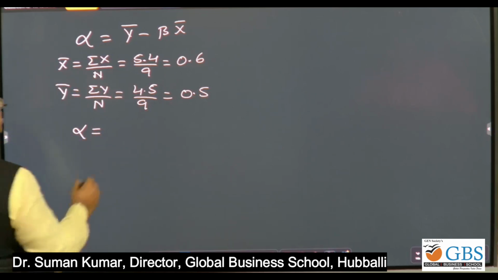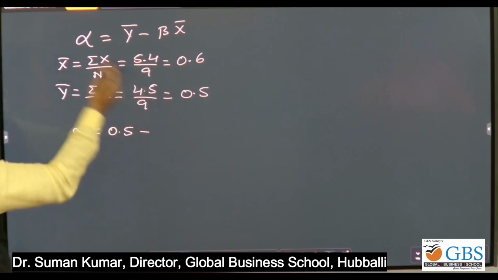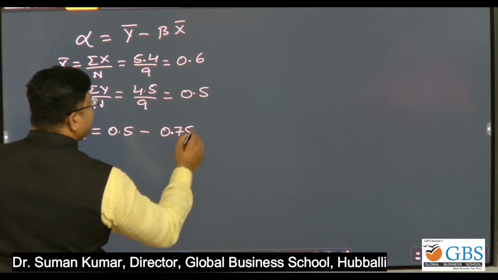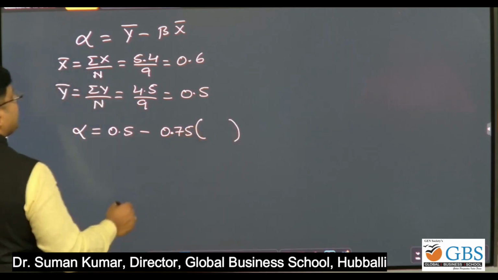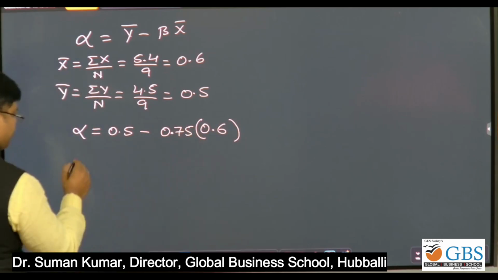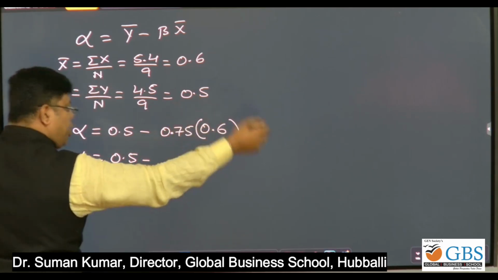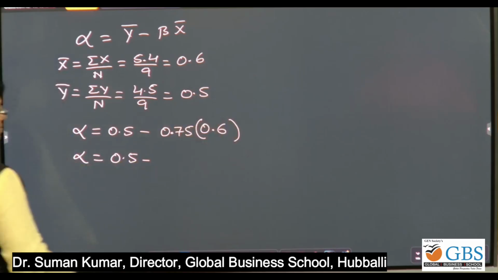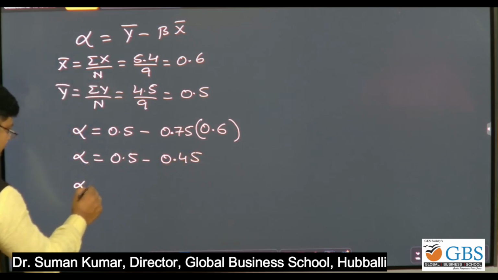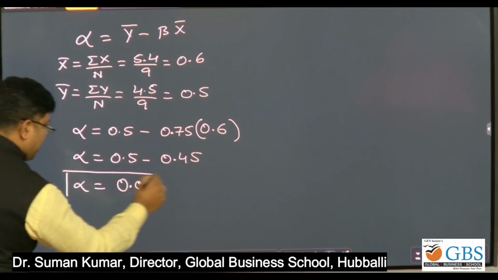Let us find the alpha value. Alpha is equal to 0.5 minus beta, which we found in the previous slide, 0.75, into x bar, which is 0.6. First multiply these two. Alpha is equal to 0.5 minus 0.75 into 0.6, which is 0.45. Therefore, alpha is equal to 0.05. We got alpha.